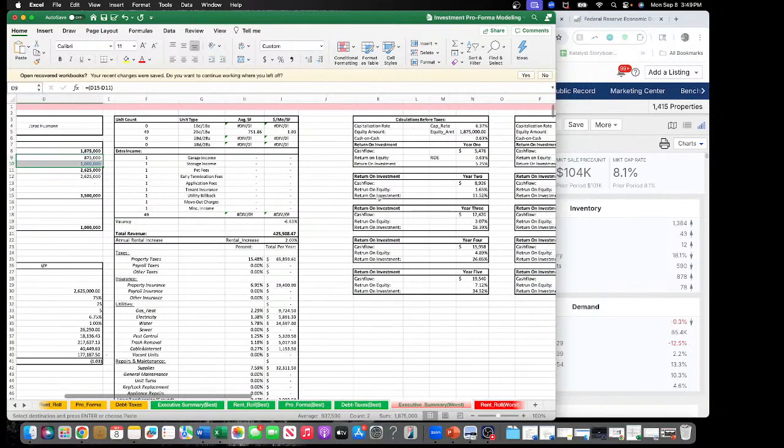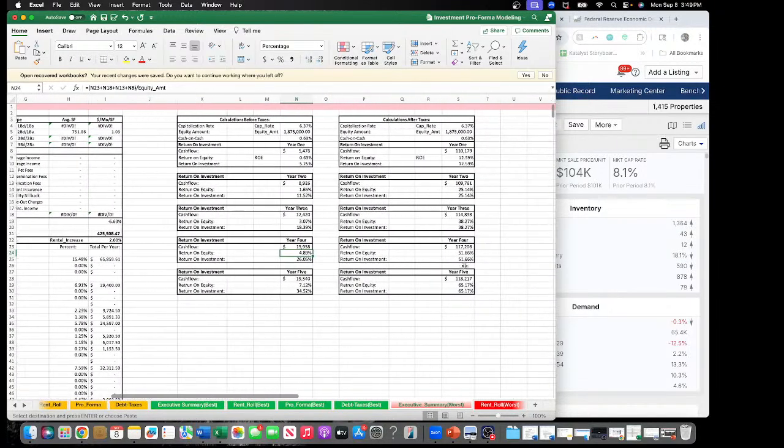We really want to figure out what's our return on our equity. Not great, but our cap rate's okay. So this is why it's so important to look at the numbers here and look at multiple metrics here.